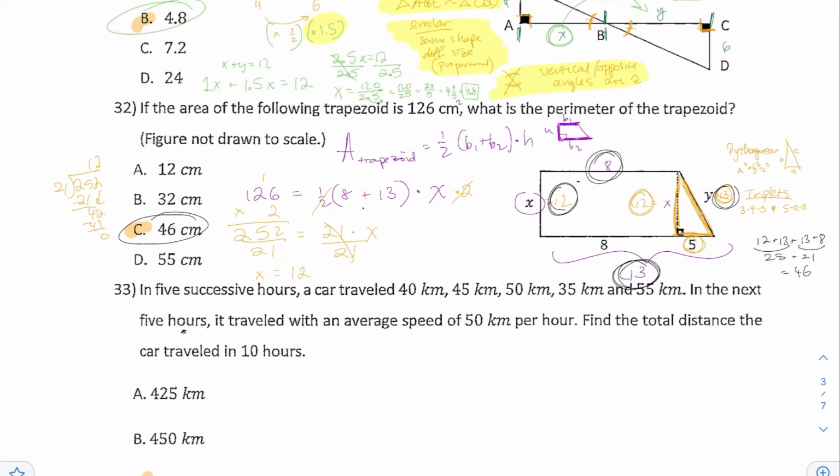So for this question, you have to use the area of a trapezoid formula to work backwards to find the height, which you found out to be 12. Once you find the height is equal to 12, then you can use the Pythagorean theorem or the triplets, specifically the 5, 12, 13 triplet, to figure out the hypotenuse of this triangle, which then will help you find the perimeter when you add up 12, 8, 13, and 13.